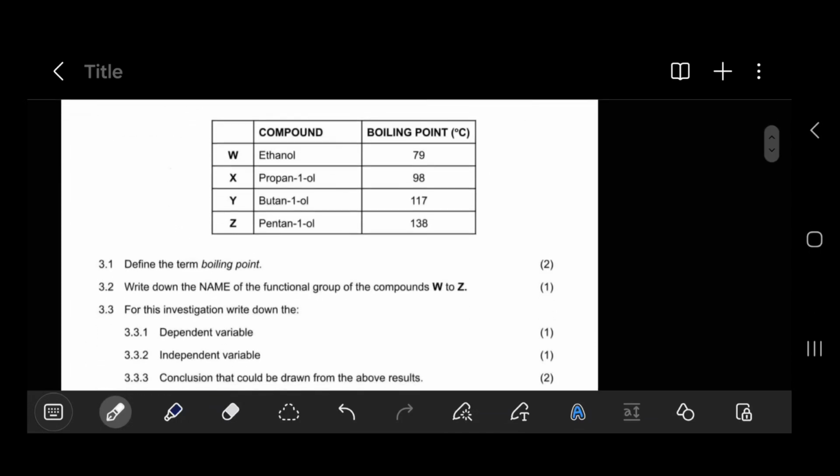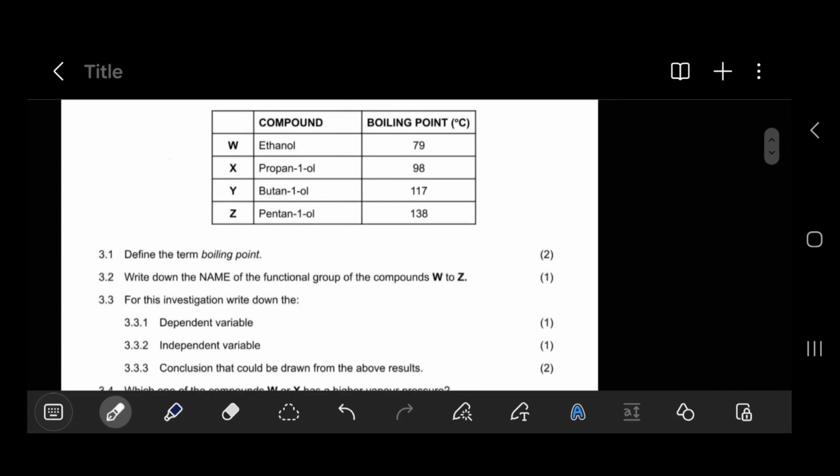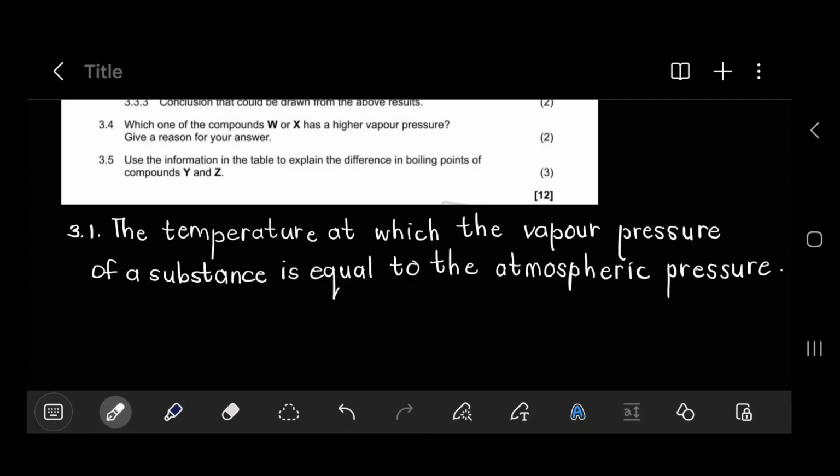Now 3.1 says define the term boiling point. This definition of boiling point stays the same as the one that you learned in grade 10. Boiling point is the temperature at which the vapor pressure of a substance is equal to the atmospheric pressure. So here's your definition: the temperature at which the vapor pressure of a substance is equal to the atmospheric pressure.